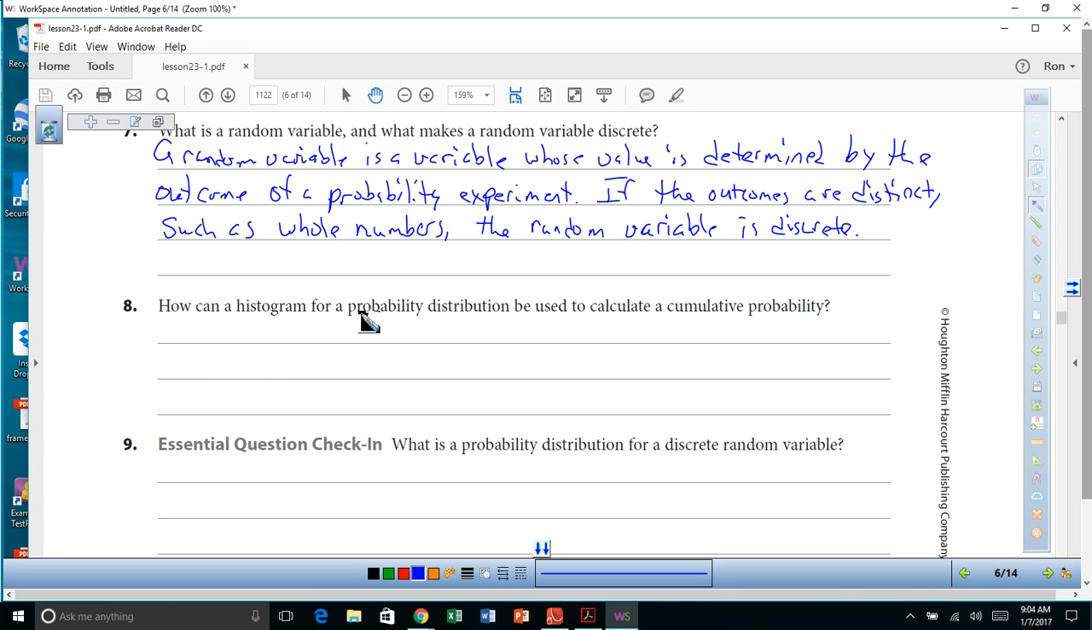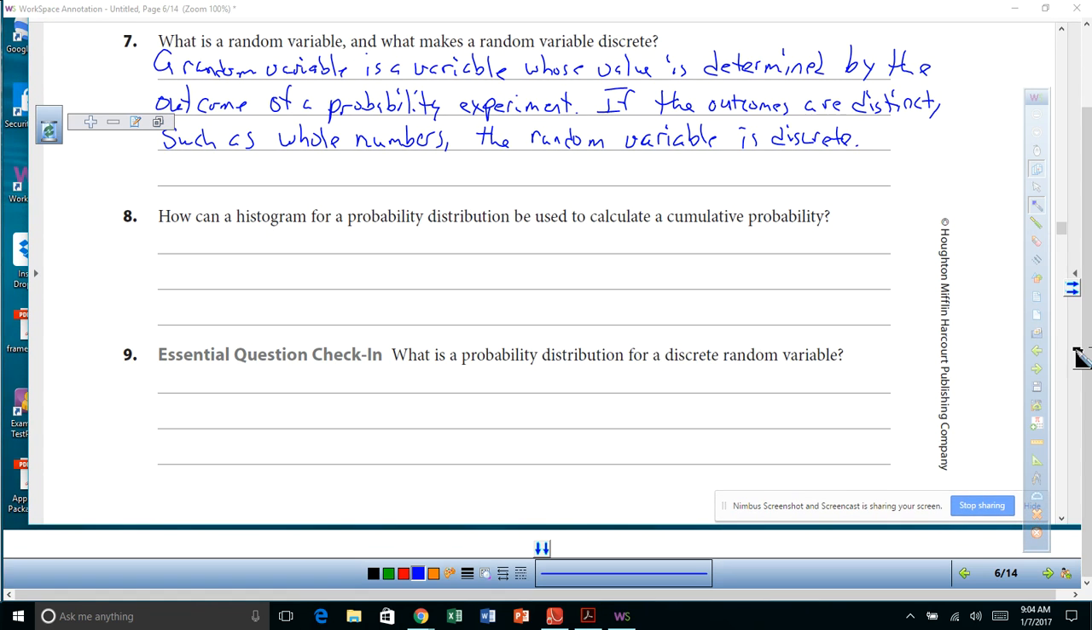How can a histogram for a probability distribution be used to calculate a cumulative probability? The probability is the sum of the areas of the bars in the histogram.